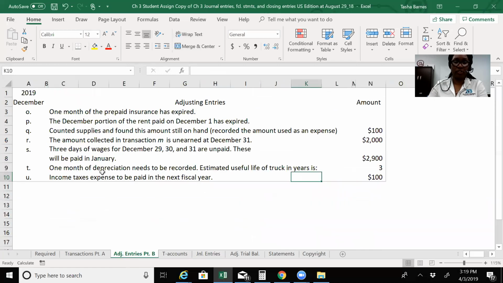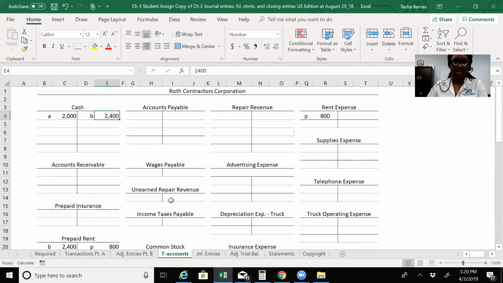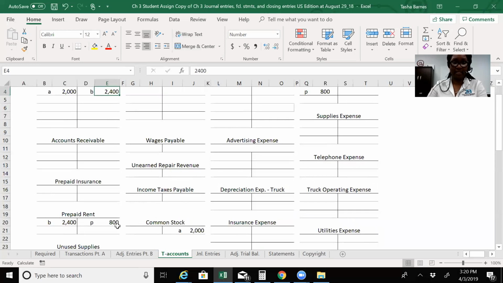Okay, I'm going to jump all the way down to P because I want to show you what that looks like. So the December portion of the rent paid on December 1st has expired. So what they mean by expired is that we are in December, so we need to recognize our December rent. Now we've actually physically prepaid it, but we want to recognize that expense in December. And so the way you would do that T account is you would take 800. Where's my prepaid rent? We're going to work with prepaid rent for 800.